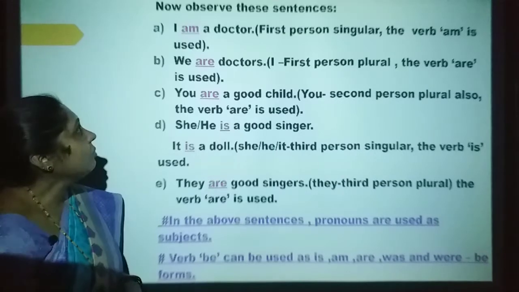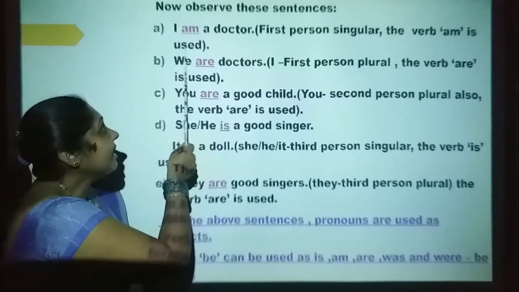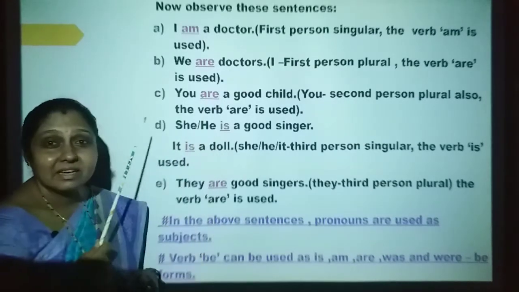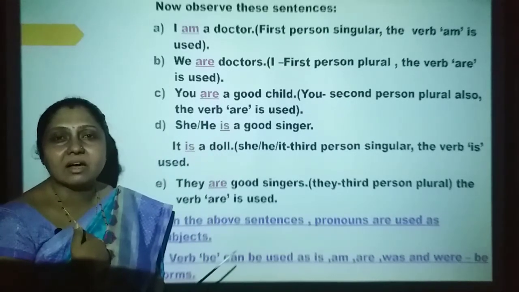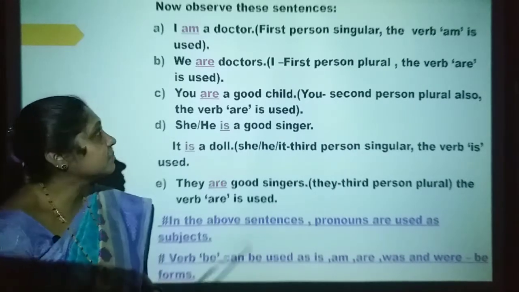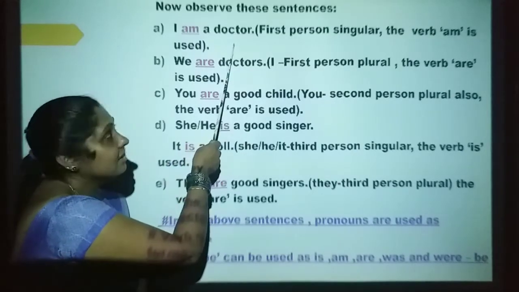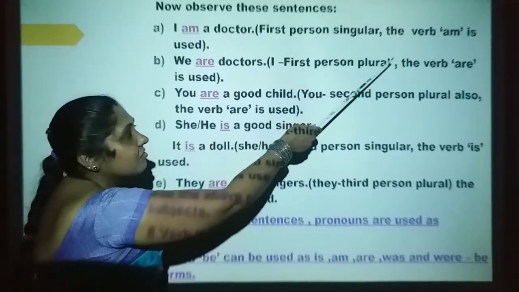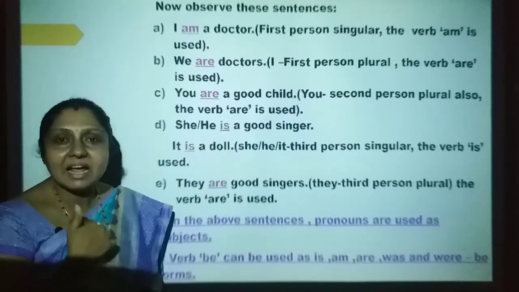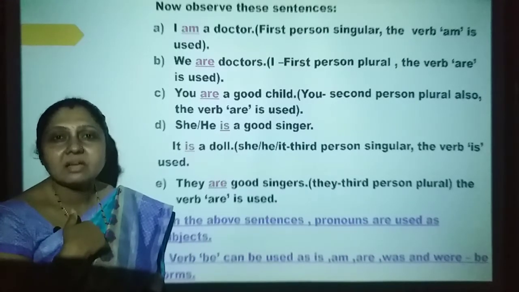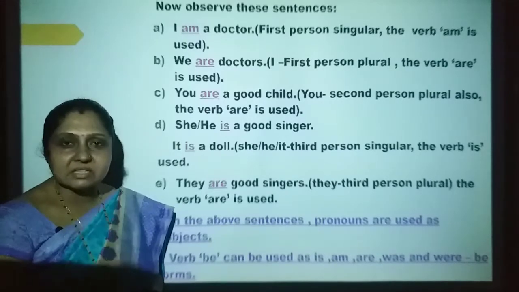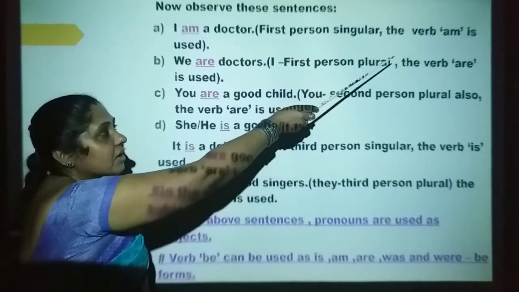Okay. Now, I have given you one example. I am a doctor. I am telling about me. I am a teacher. I is the first person. I am a doctor. First person singular, the verb am is used, because you are using first person singular, I am single. So here I is the first person singular and you have to use the verb am.